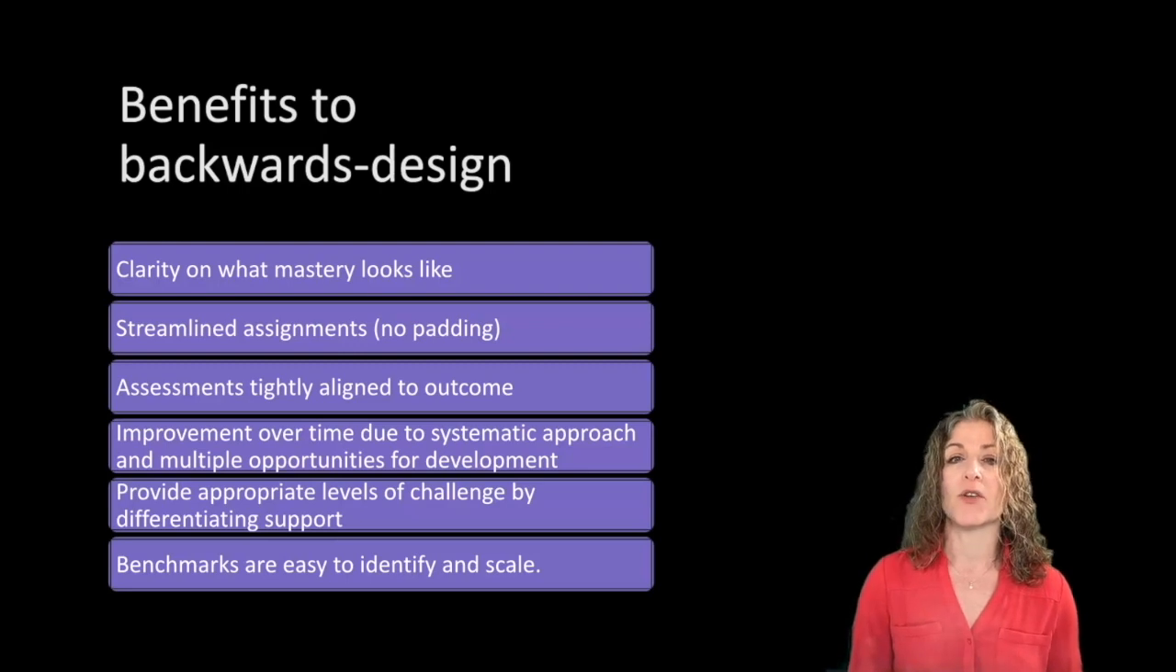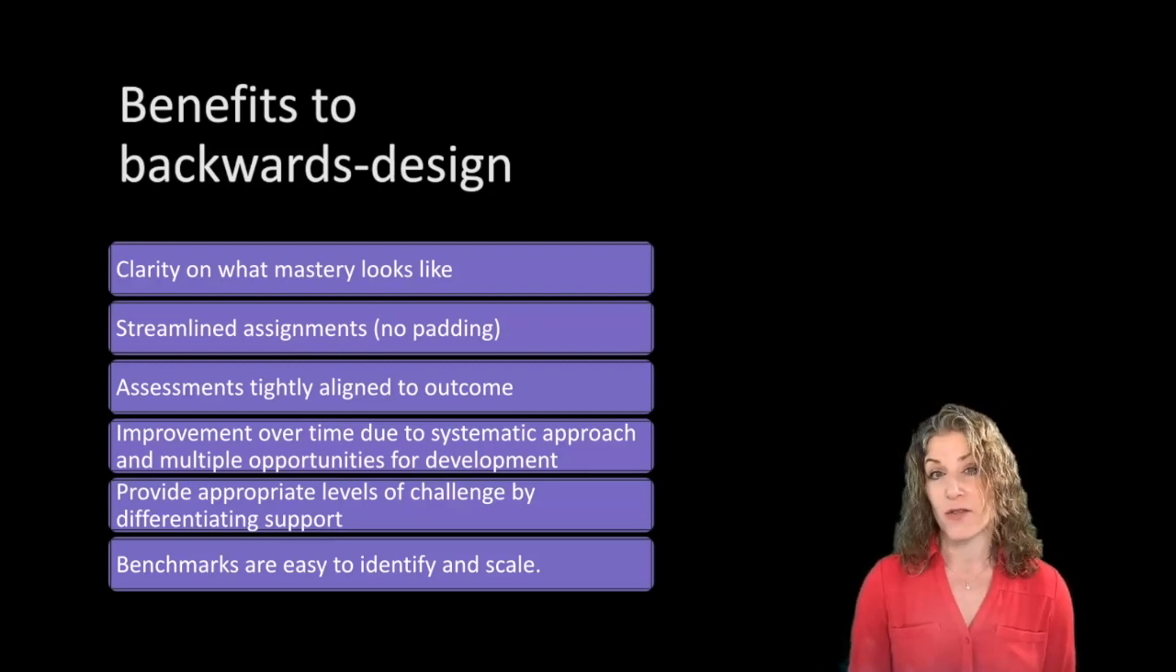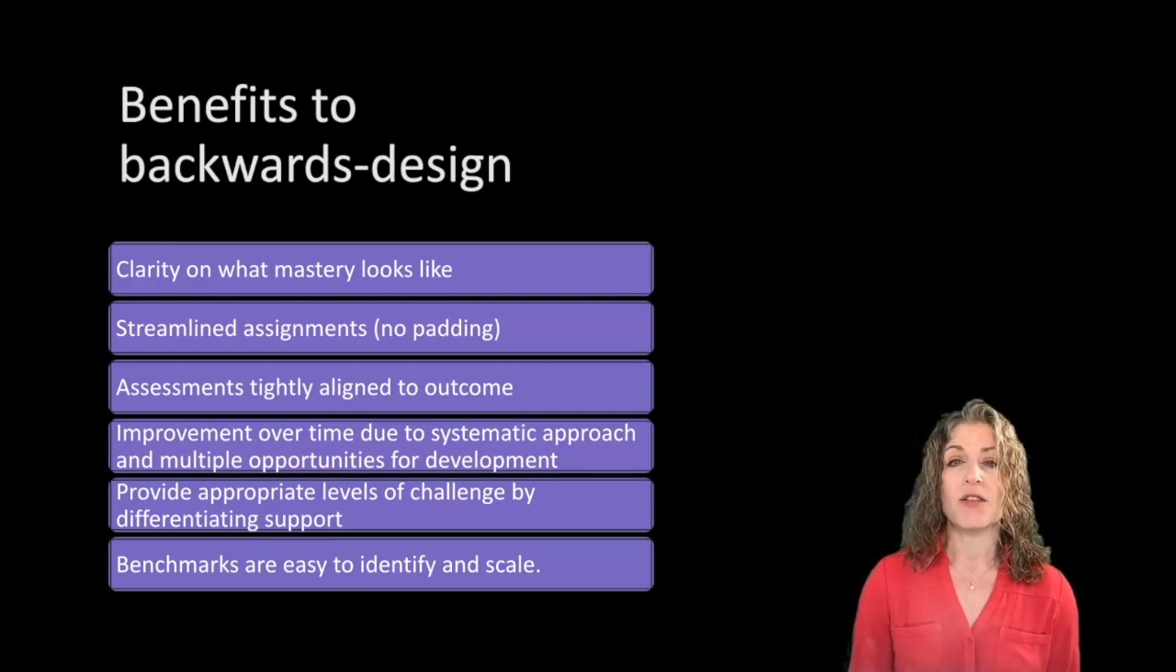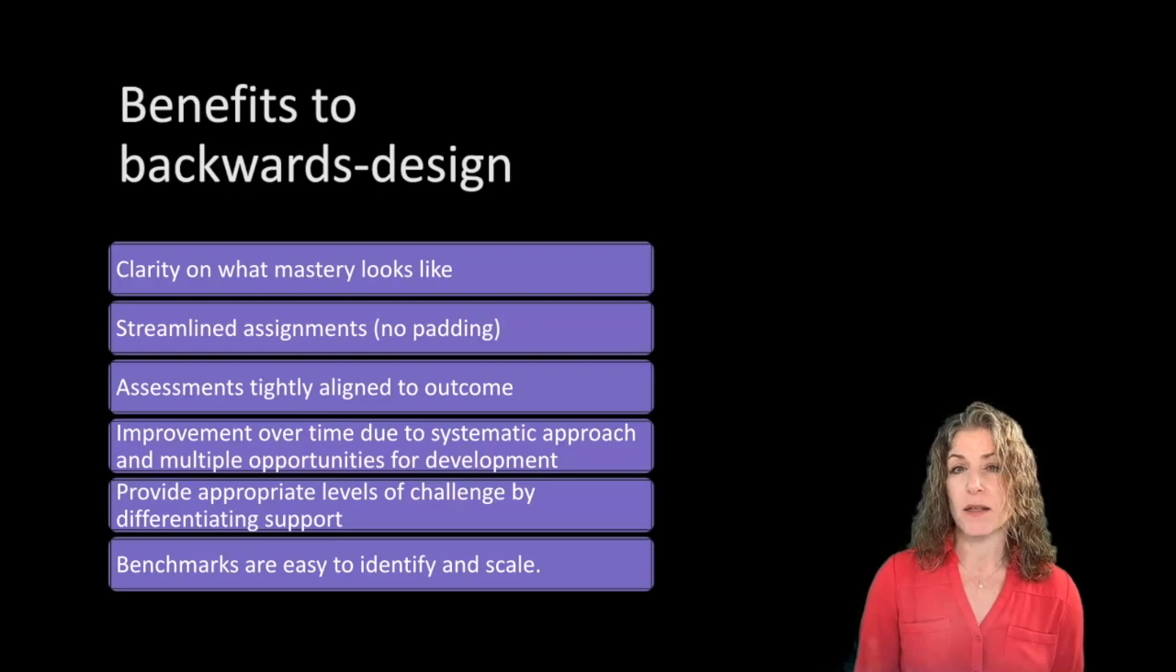Remember, the outcomes are going to be general enough to apply to myriad assignments, with the specific non-repetitive requirements provided on the assignment itself, not in the rubric. Backwards design is arguably the best way to keep assignments streamlined, align assessments with the outcomes, and pull students to higher levels of achievement.